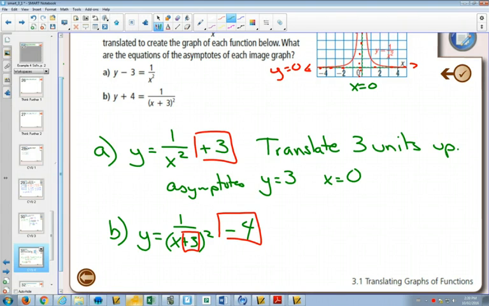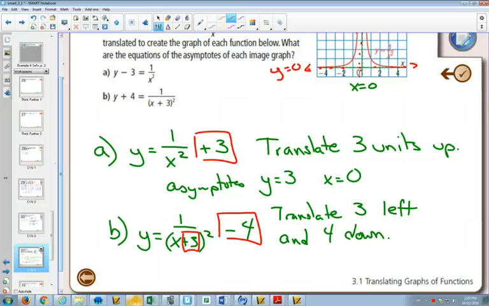So how is that going to be different from the graph? We're going to have to translate. The plus 3 will go 3 to the left, and the minus 4 will go 4 down. What are our asymptotes going to be? Y will be at -4, and x will be at -3. Perfect.